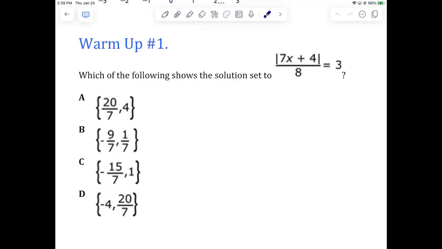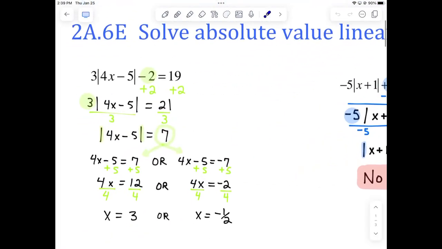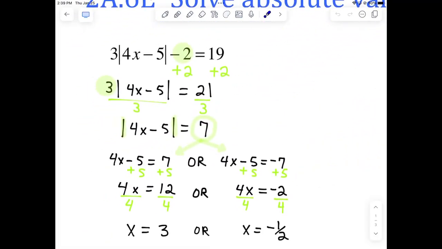Solving an absolute value equation. If you remember, if you look up above here, our steps were, number one, isolate the absolute value. So if there's a number out in front of it or a number behind it, you've got to get rid of it. But once you isolate the absolute value, then it's time to split it up into the two separate equations. You drop the absolute values and you get a positive on one side, a negative on the other, and then it's just two linear equations after that.